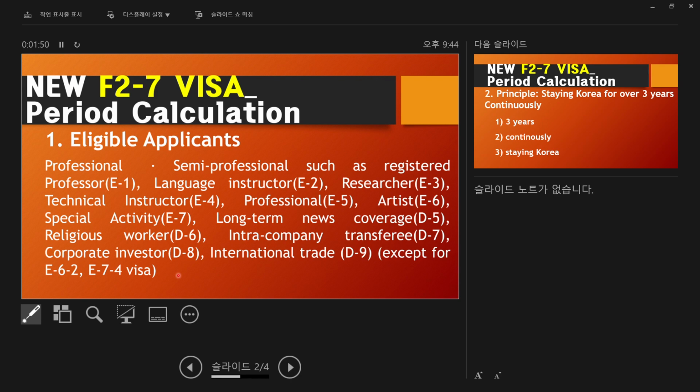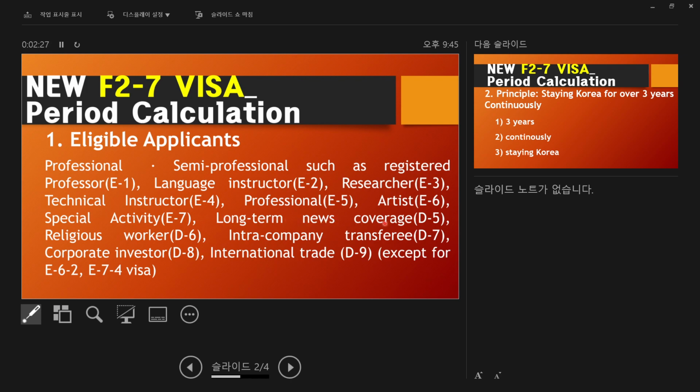Okay, so you need to understand the eligible applicants. First, it is just for professional and semi-professional visa holders such as a registered professor E1, a language instructor E2, the researcher E3, the technical instructor E4. Professionals are lawyers and CPAs, such as E5. Artists, only E61 artists and E63 athletes only. And the special ability is the E71 only.